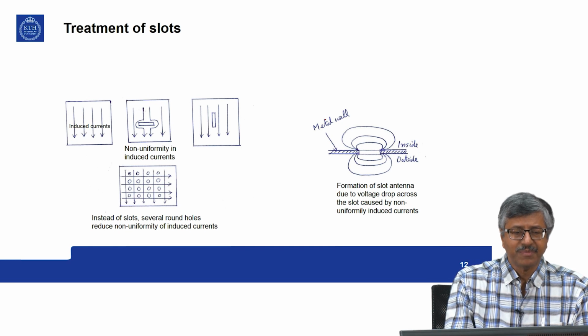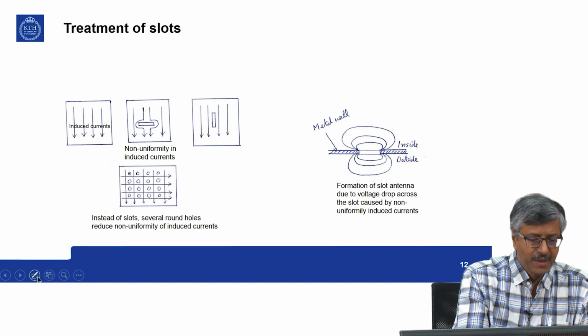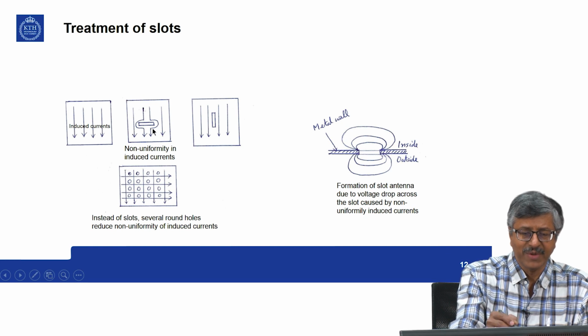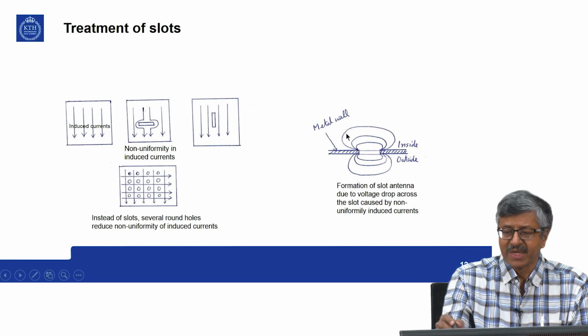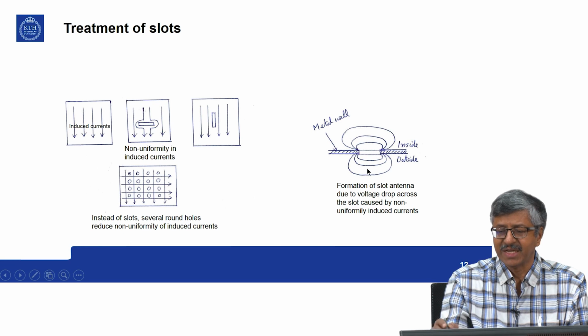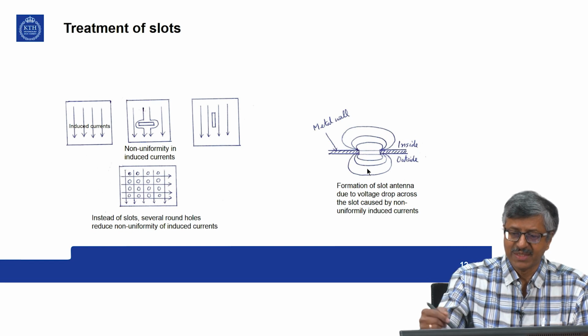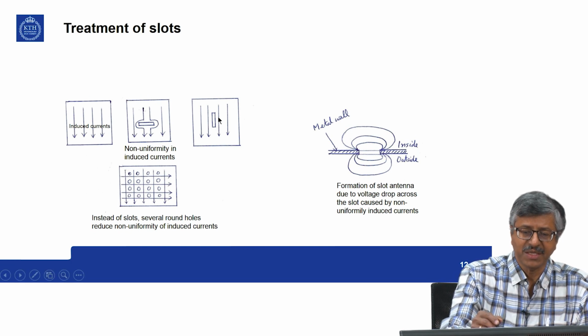Then if you have slots, the orientation of slots becomes important, and you know that if the induced currents are in this particular way, this is not, and if there is a slot like this, the induced currents are non-uniform, and that will create a potential difference across the slot, and you will create a kind of slot antenna due to the voltage drop across. So, this will radiate both to inside and outside and create problems. So, with this type of slot orientation, you may reduce that.